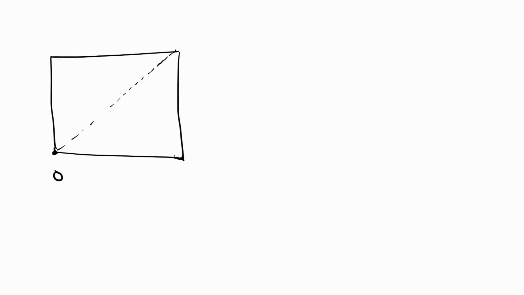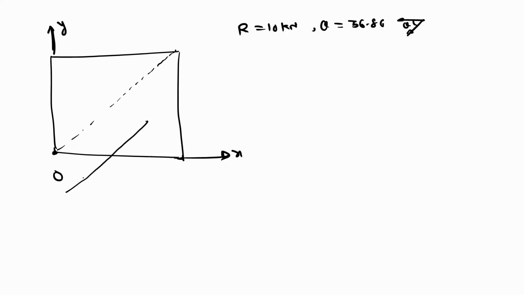So from the resultant calculation, we know that R is equal to 10 kilonewton and its theta is equal to 36.86, and it is in the third quadrant. So this is theta. So we can assume the resultant. So this is the x-axis and this is the y-axis. You can assume the resultant either on the right side of the point O or on the left side. Right now we don't know the exact location. So assume the resultant is acting on the left side, sorry, right side.